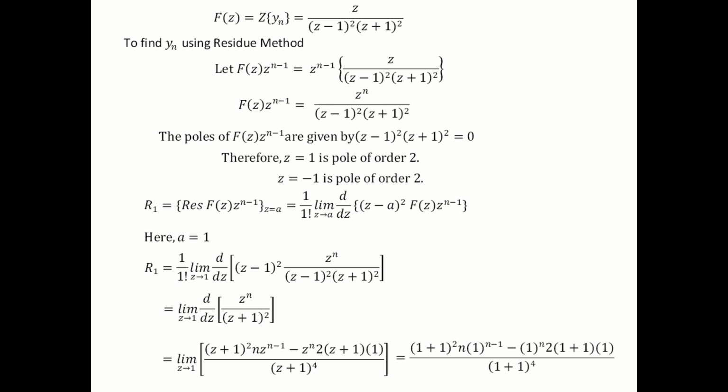So (1 plus 1) the whole square, n into 1 power n minus 1 minus 1 power n, 2 into (1 plus 1) into 1, divided by (1 plus 1) power 4. So (1 plus 1) square, you will get 4. So grouping that, 4n minus 4 by 16, taking 4 outside, you will get 4 into (n minus 1) by 16, so (n minus 1) by 4, right? So R1 is equal to 1 by 4 into (n minus 1).